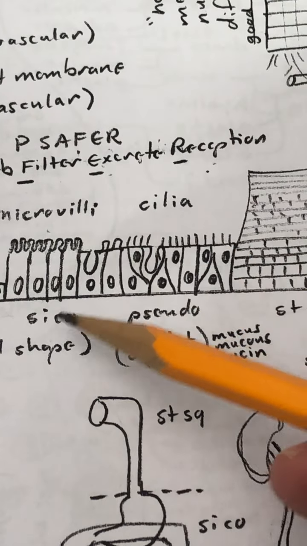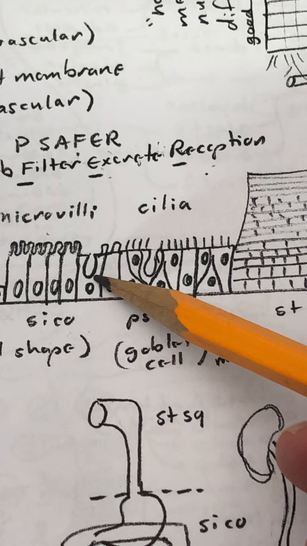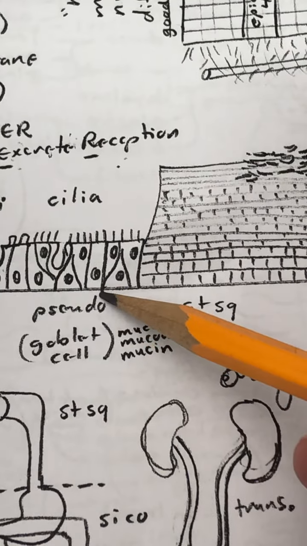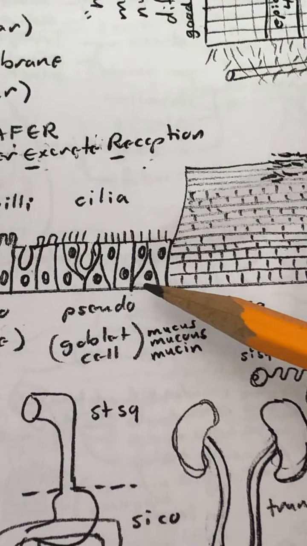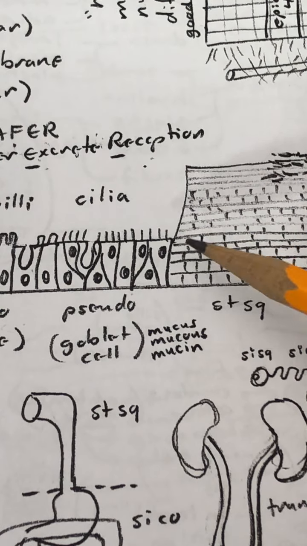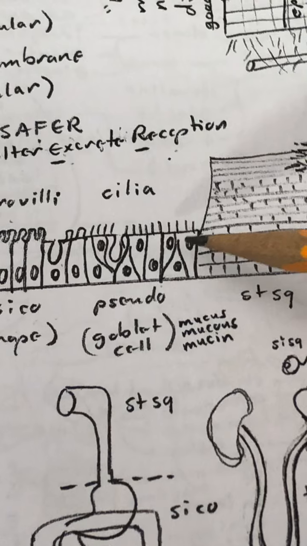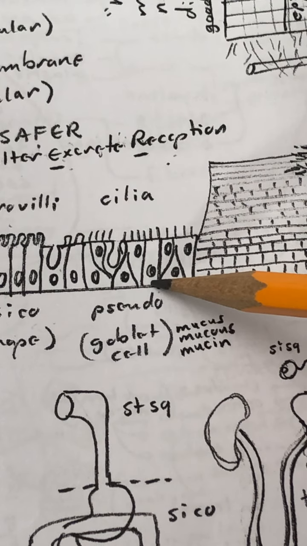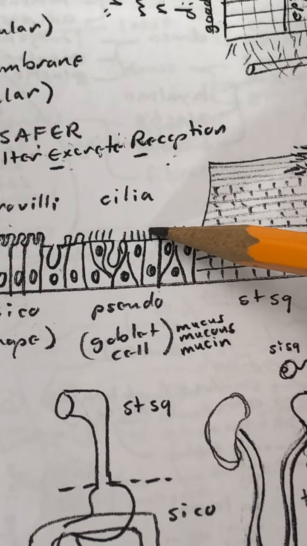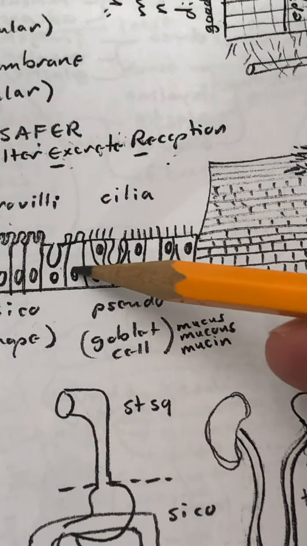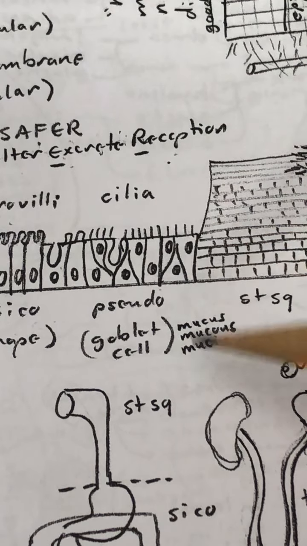Oh, by the way, also in simple columnar, very often there's goblet cells. These things produce mucus. More about that in a second. Now, over here we have an example of a simple columnar tissue that doesn't look simple. In this situation right here, we can find a cell that goes from the bottom basement membrane to the top, the apical surface. Therefore, this tissue is simple by definition.